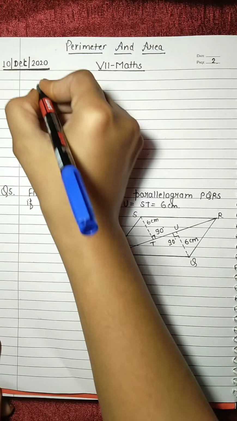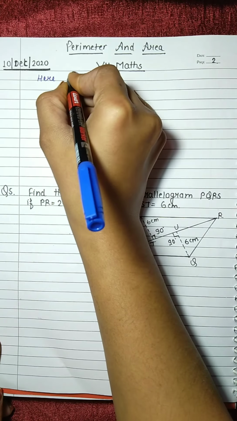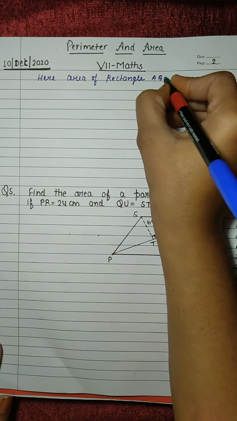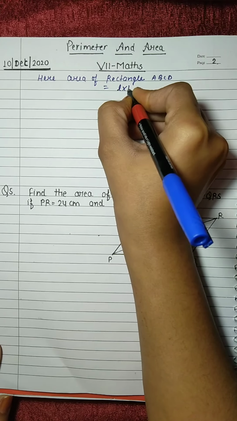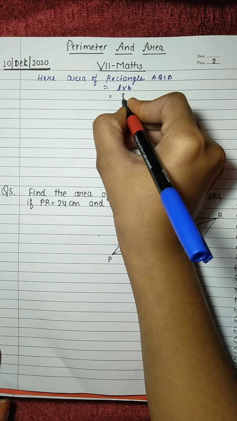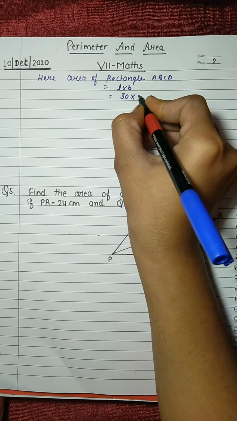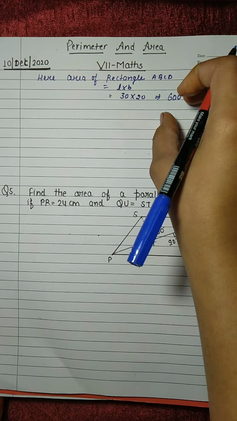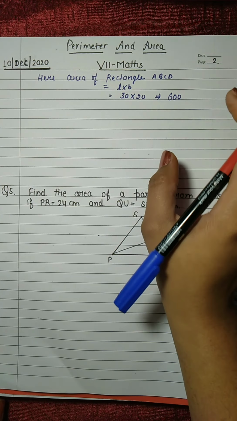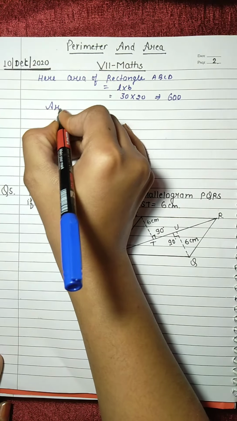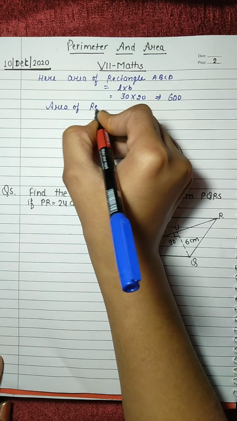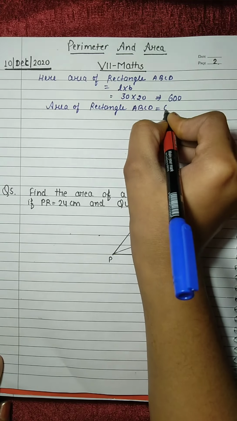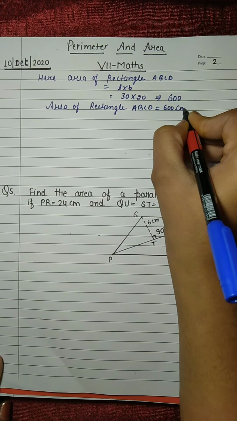Okay, so here area of rectangle A, B, C, D will be length into breadth, and students, length is here 30 and breadth is here 20. Okay students, so that means 3 2s are 6 and 2 zeros are there. Okay students, so that is the area of rectangle A, B, C, D. Is that clear? That means area of rectangle A, B, C, D will be 600 centimeter square.